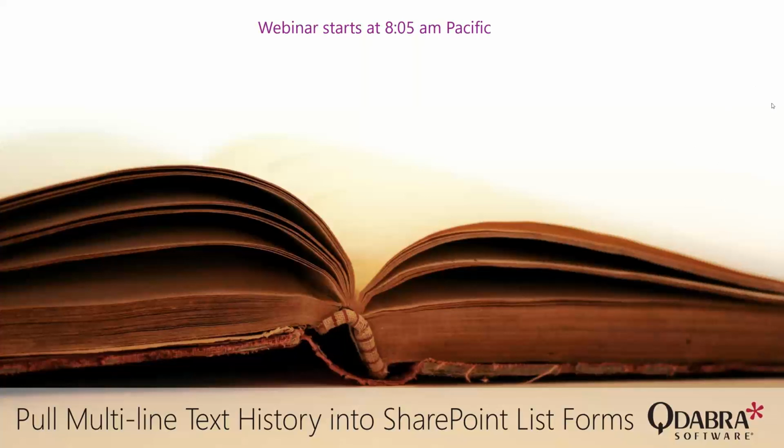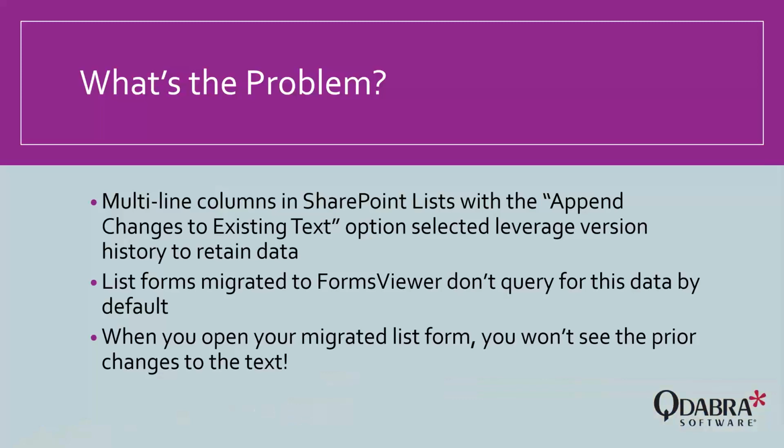Today I want to talk to you a little bit about multi-line text with history enabled and FormsViewer. We recently worked on a project where we had some columns that had version history enabled on them, where the text appends changes. And we needed to implement some workarounds for that in FormsViewer. I just want to make sure everybody's aware of those workarounds and knows how to implement them if they need them. This is a pretty short slide deck, but we are going to walk through the changes needed.